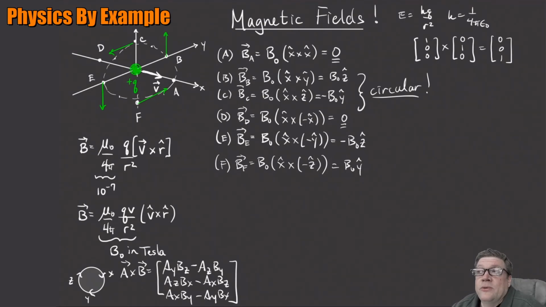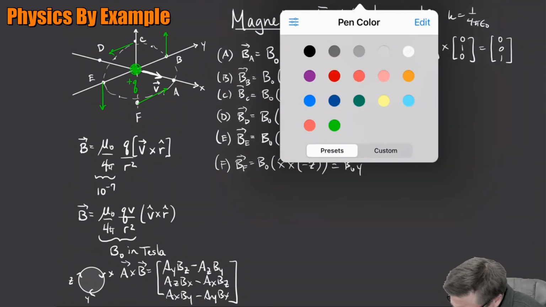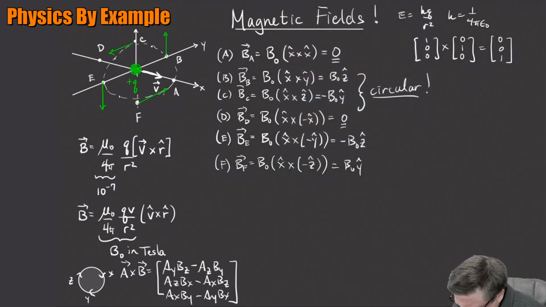Okay, so those are the directions of the magnetic field around a moving point charge. We can also use the same idea to calculate if we want. This also means I can calculate the magnetic field at any point in space that I want. So for example, let's choose some other color.